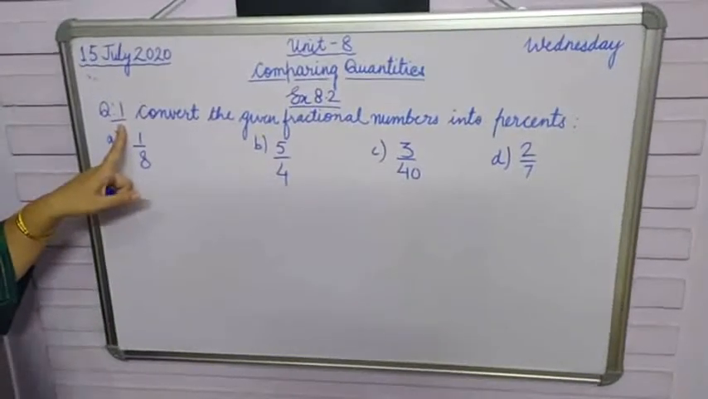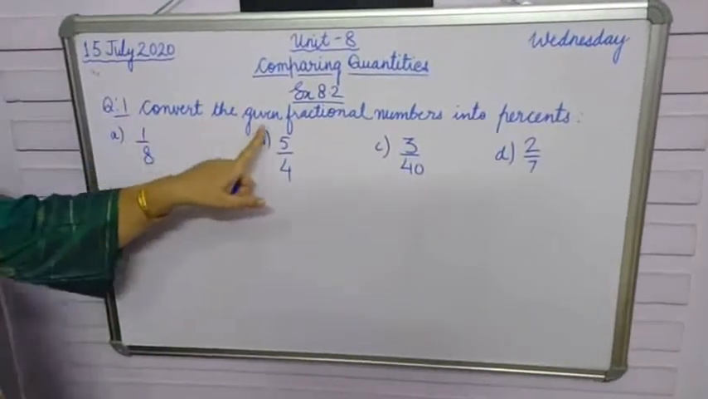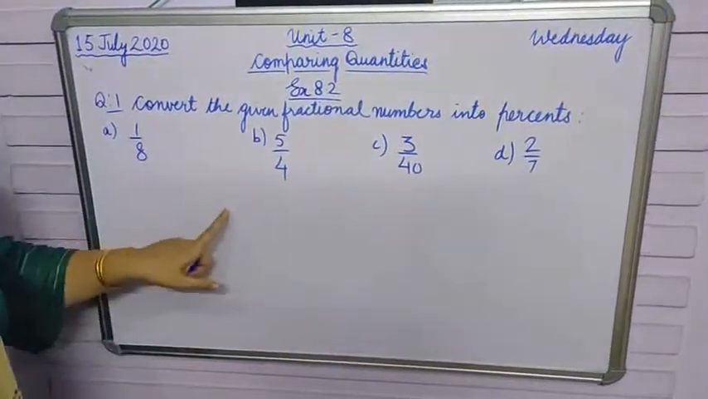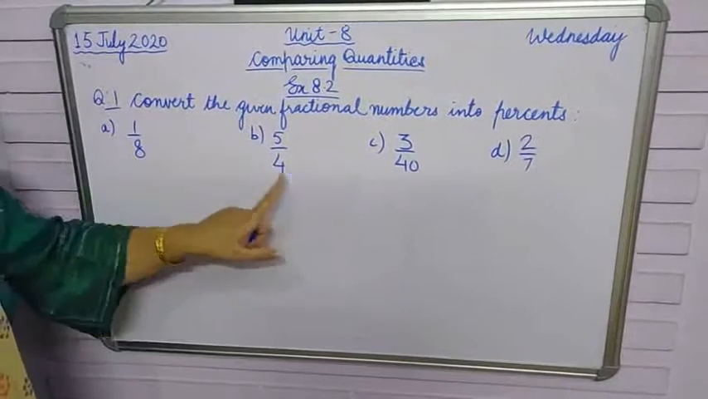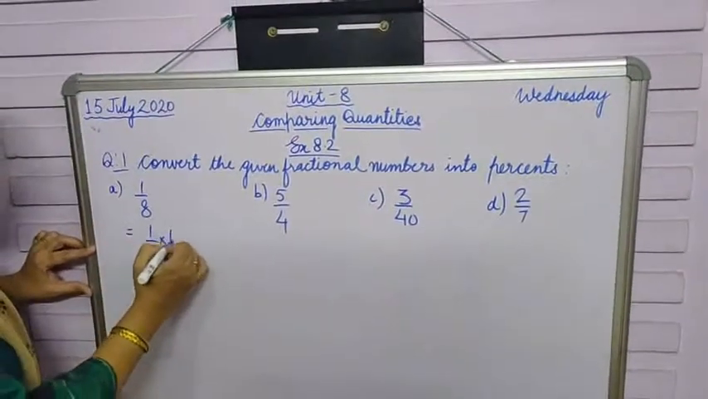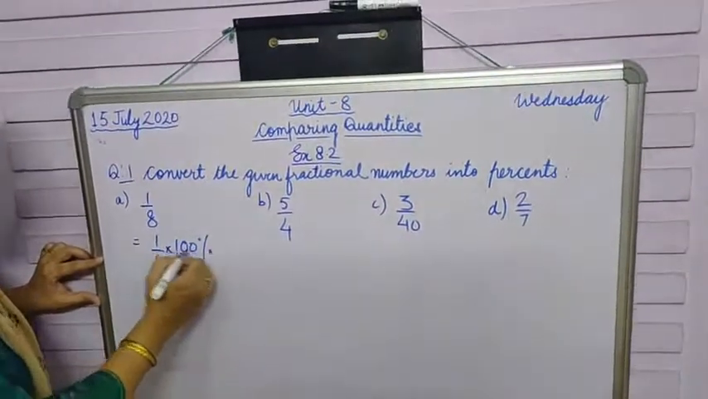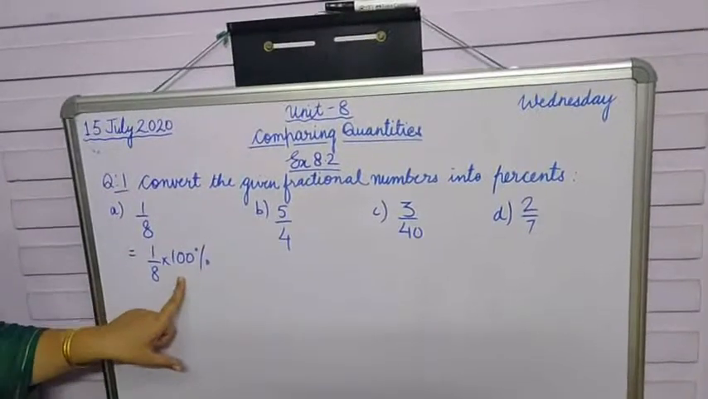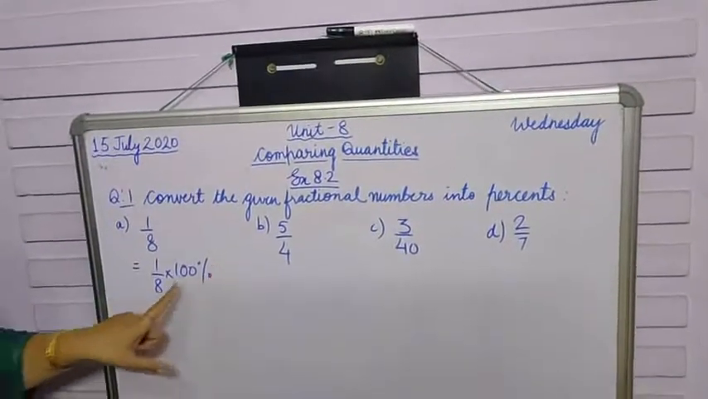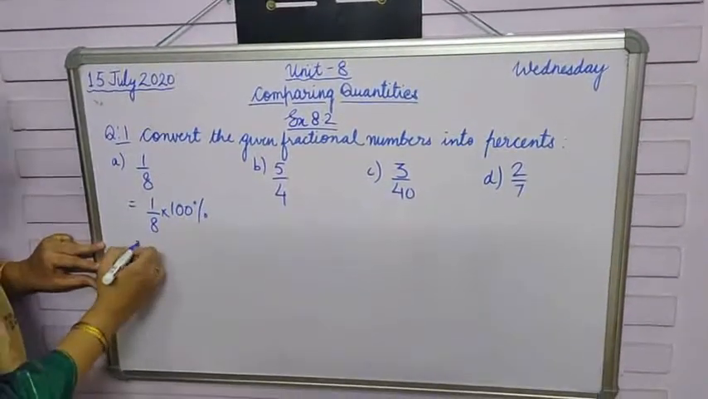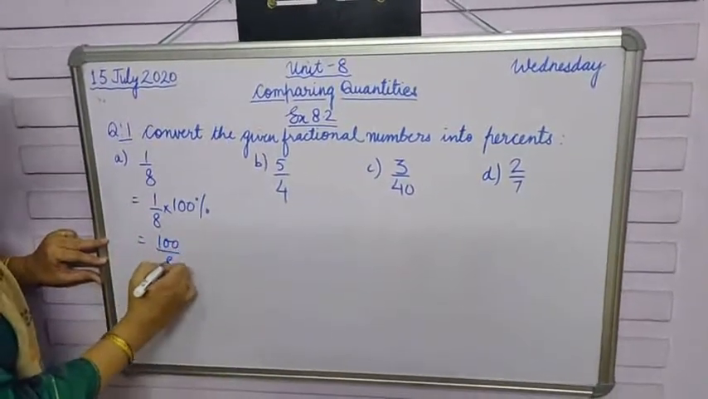The first question of exercise 8.2 is to convert the given fractional numbers into percents. We have just studied how to convert a fraction into percent. We multiply it by 100%. You remember we multiplied both numerator and denominator by 100, and the 100 which was there in the denominator forms the percent. So it is 1 by 8 into 100%. Now this becomes 100 by 8%.